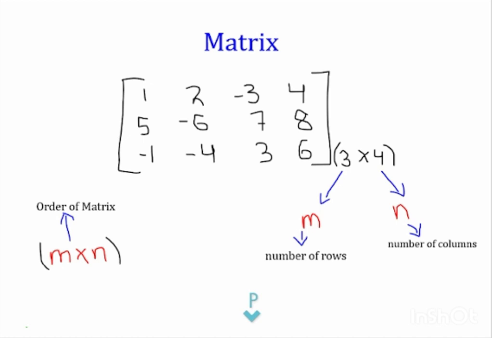Here is an example of a matrix of order 3 by 4. There are 3 rows and 4 columns. 3 by 4: 3 represents the number of rows and 4 represents the number of columns. There are various types of matrices depending on their structure. Let's explore the most common types.